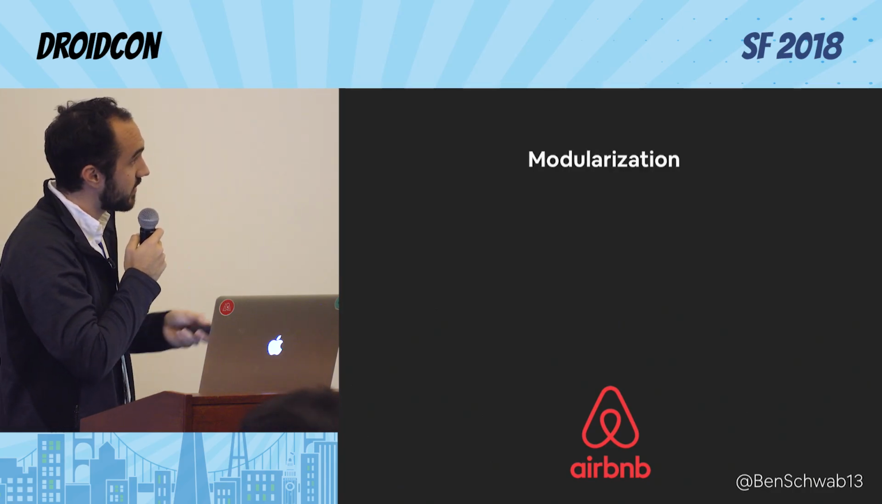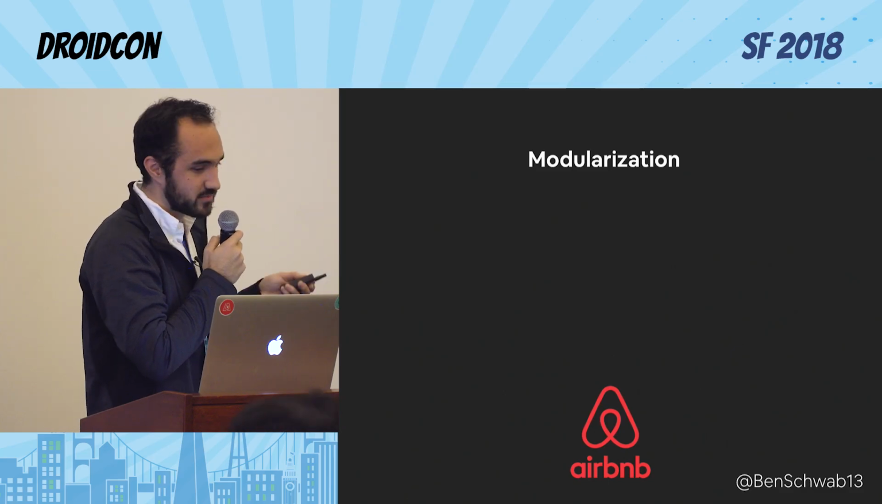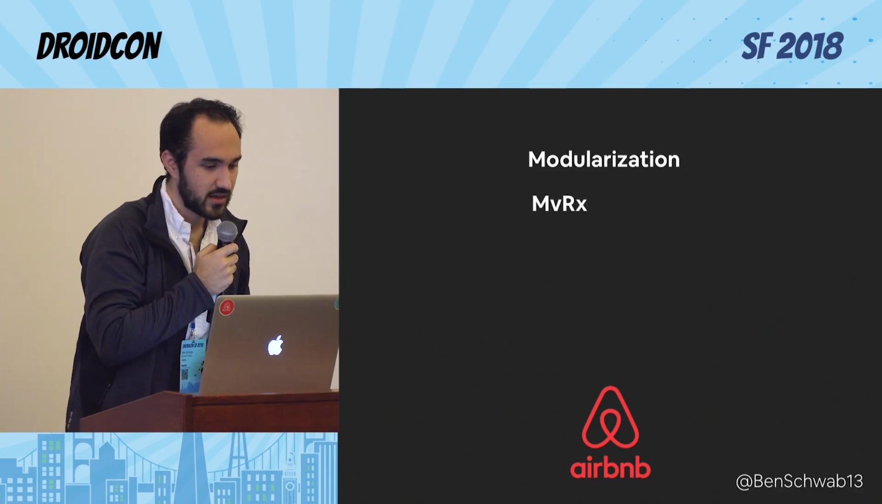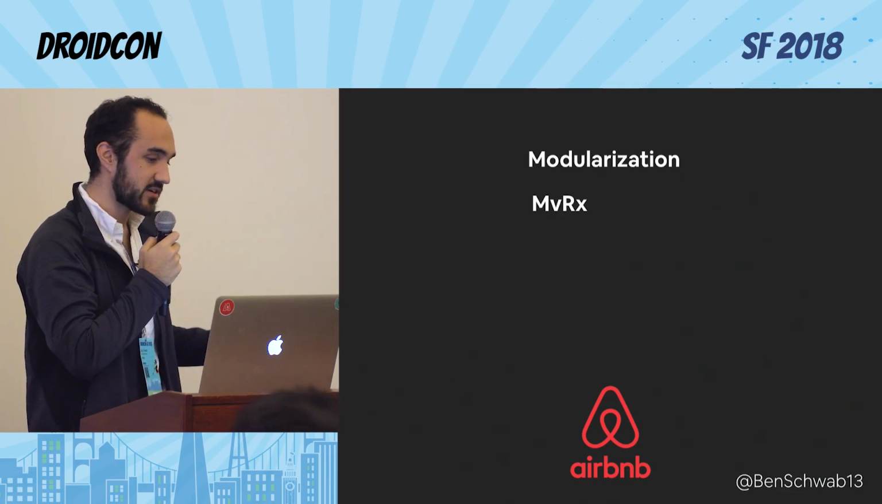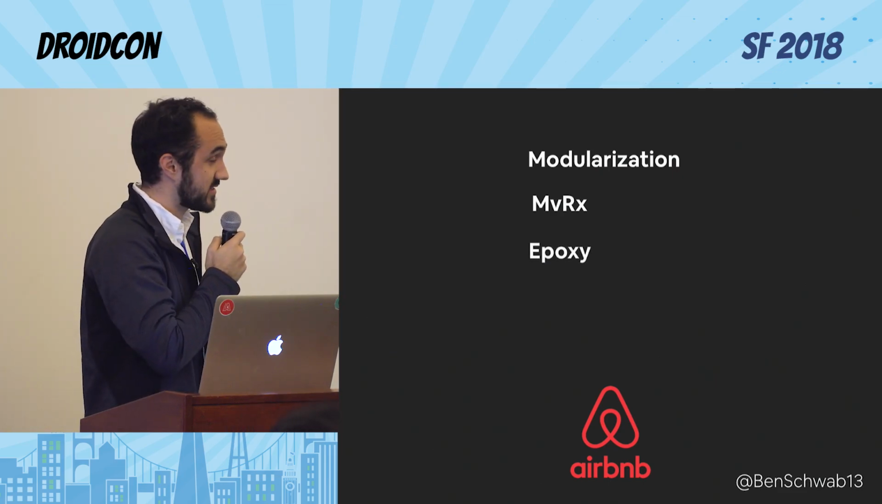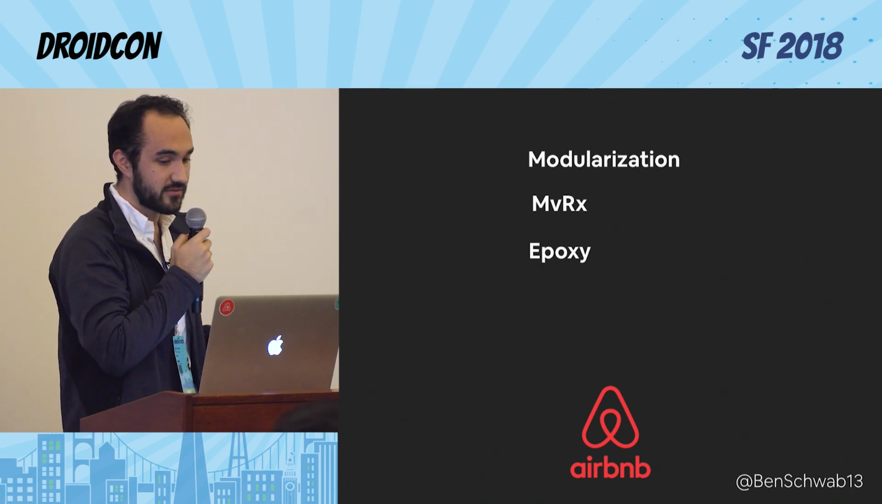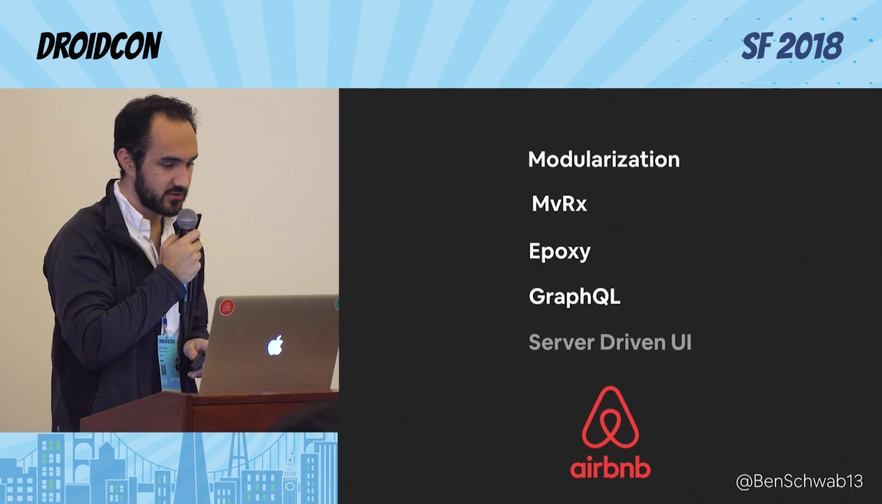Just closing, it's a really interesting time at Airbnb. We're going through this modularization process. You may have heard from Gabe's talk earlier that we have this framework called Mavericks that we're using for all our features. Epoxy, which has existed for a couple years, has been pairing really well with Mavericks. We're just starting to look at GraphQL and server-driven UI.